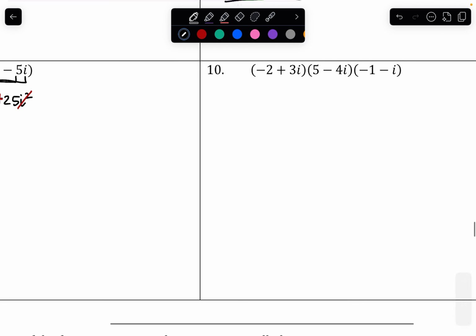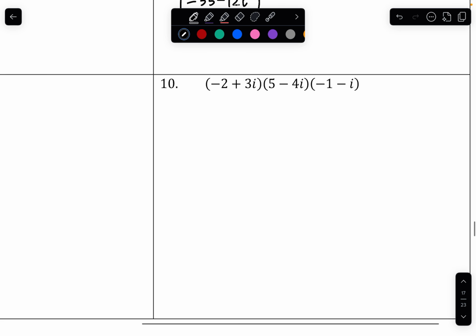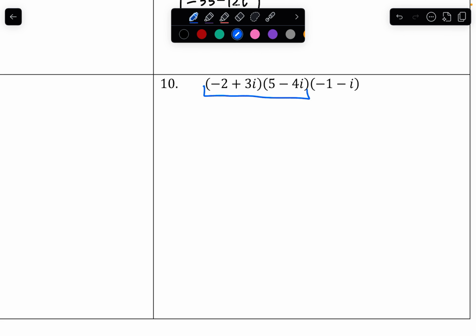Okay, and then this last example, we're multiplying 3. And so a common mistake is trying to just multiply all the reals and then multiply all the i's. And that's not how you do that. You actually have to do these 2 at a time. And so you have to focus on the first pair and FOIL those, okay?